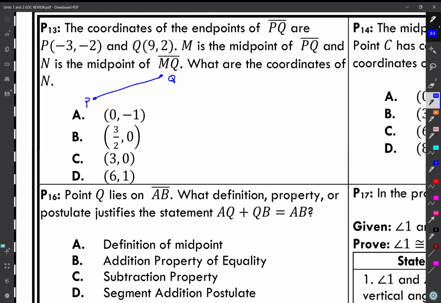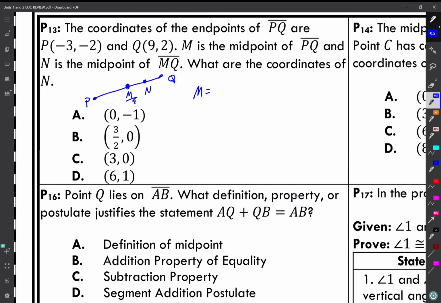Okay, PQ right here, and I know M is the midpoint of PQ. But I also know that N is the midpoint of MQ. So first, if I'm trying to find the coordinates of point N, the first thing I need to do is find the coordinates of point M, and I can do that using the midpoint formula. Then since N is the midpoint of MQ, I can again use the midpoint formula on M and Q and get the coordinates of N. So first, let's find the coordinates for point M.